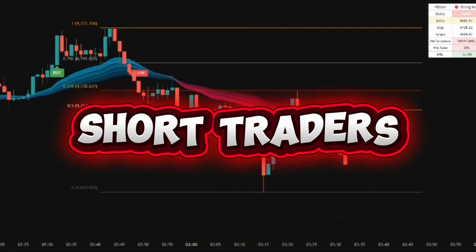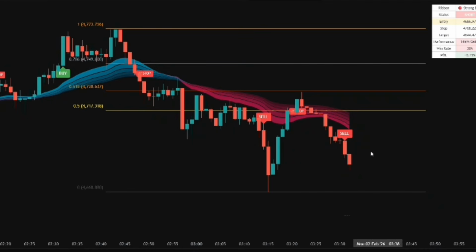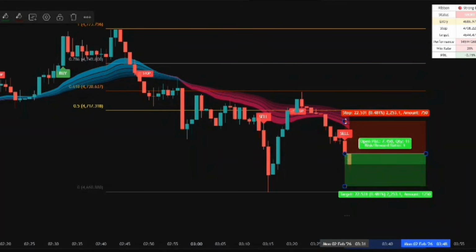For a sell trade, look at the most recent mountaintop. This is your swing high. Place your stop loss 2 to 3 pips above that level.